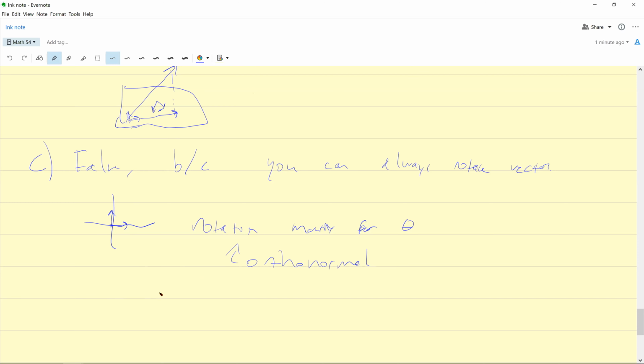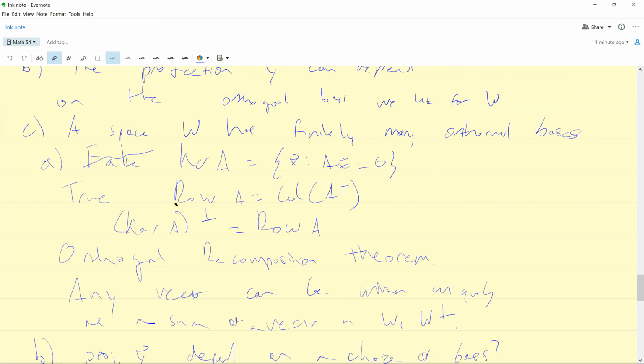Can you go back up to the question for C or just repeat it? Yeah, so the space W has infinitely many orthogonal bases. Perfect, thank you.